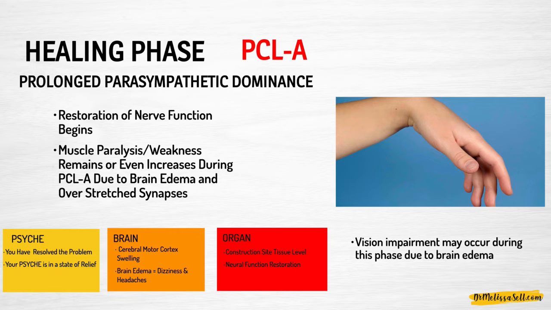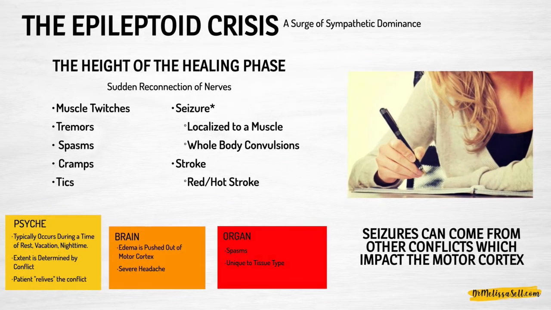Another thing that may occur during this time is vision impairment, because again, due to the brain edema, sometimes there might be pressure on the optic nerve. And so a lot of times, with conditions that manifest in paralysis, there are also vision issues. But again, this is fully understandable when you know the 5 biological laws.